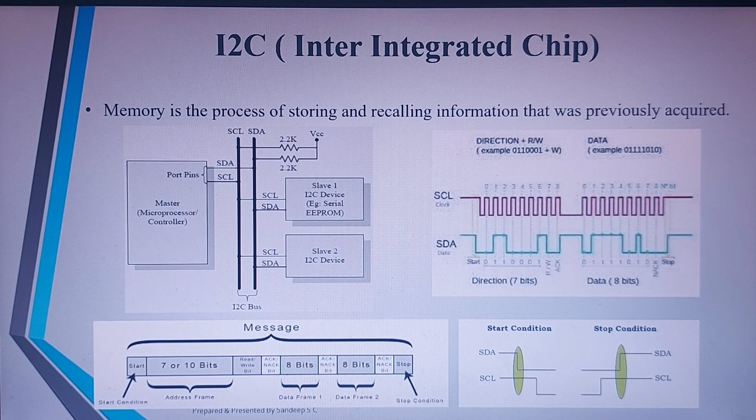Then a read or write bit will be sent. If the bit is logic high, then it is a read operation from the slave. If the bit is at logic low, then it is a write operation. Once we receive the acknowledgement, that is, the slave is ready to receive the bits, then the actual information bits start being sent in frames of 8 bits each, that is, the data frame. After every data frame of 8 bits, an acknowledgement is received from the slave to the master. This is how the communication happens in the I2C protocol.